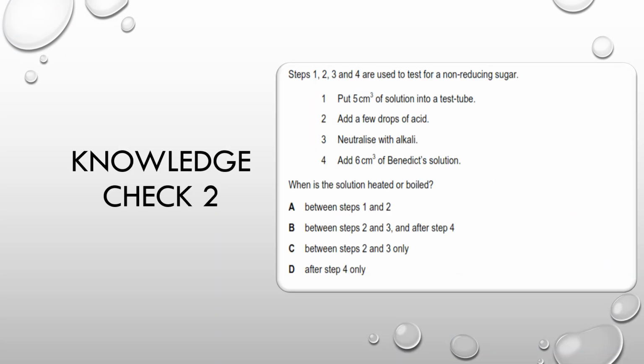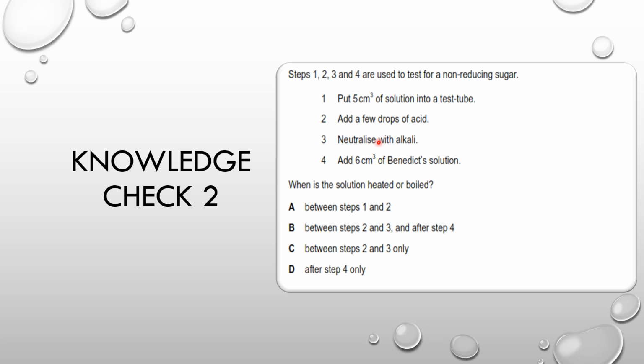So knowledge check 2. Now look at knowledge check 2. Steps 1, 2, 3, and 4 are used to test for non-reducing sugars. So what did they put in? Number 1, put 5 cm cube of solution into a test tube, add a few drops of acid, okay. Why are we adding the acid? For hydrolysis. You want to hydrolyze sucrose if it's present.